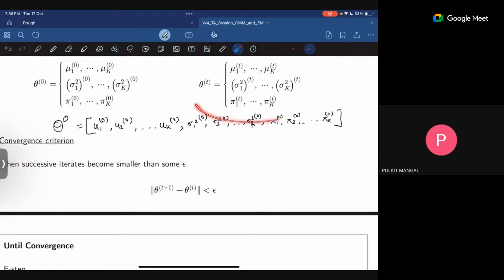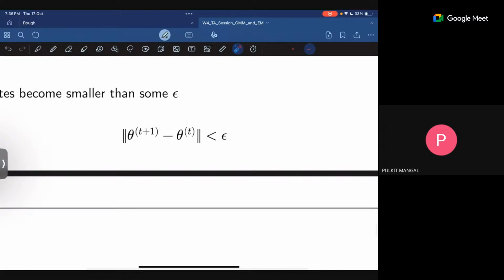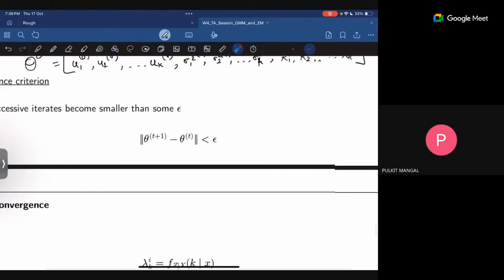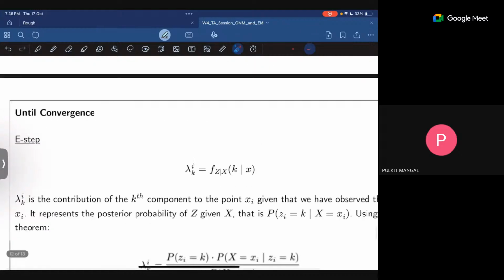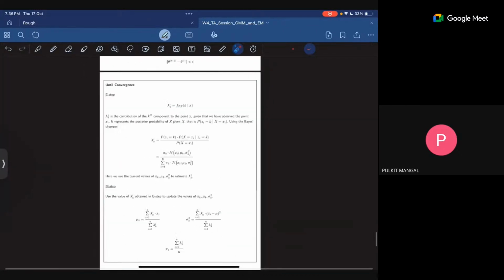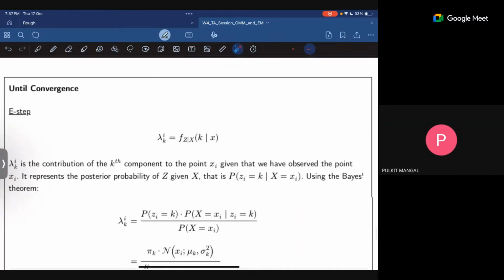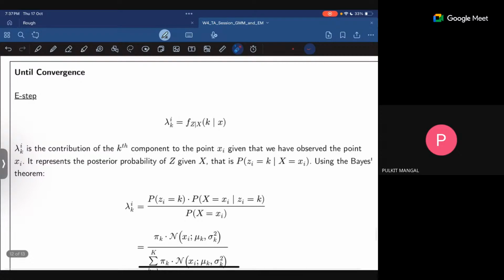If the difference between theta t plus 1 minus theta t, that is the parameter that you got in iteration t plus 1 and the one before in iteration t, is less than some quantity that you will decide by yourself, then you will call the algorithm converged. Now what do you have to do until it converges? This is like the full process: until it converges, you will keep doing these two steps, E step and M step.